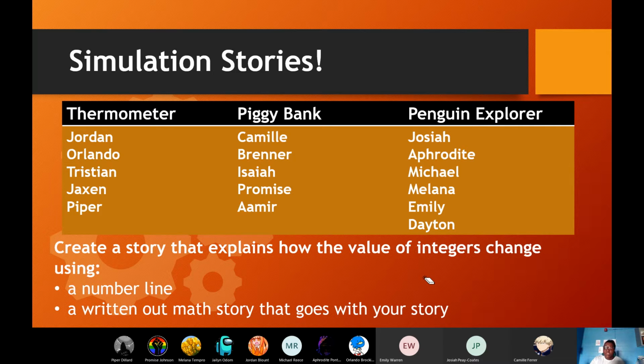And you're going to write a story that explains how the value of integers change using a number line. So you'll have to tell your story using a number line like we did with Michael at the hotel. And you're going to have to write your own math story. You're going to have until 12:28 today to complete this assignment. Let's talk about where we can find that assignment. I want to give you a little time to finish writing down these directions in your math notebook.